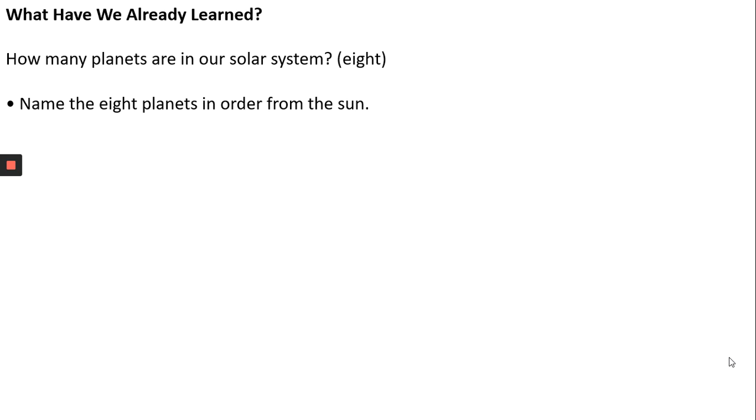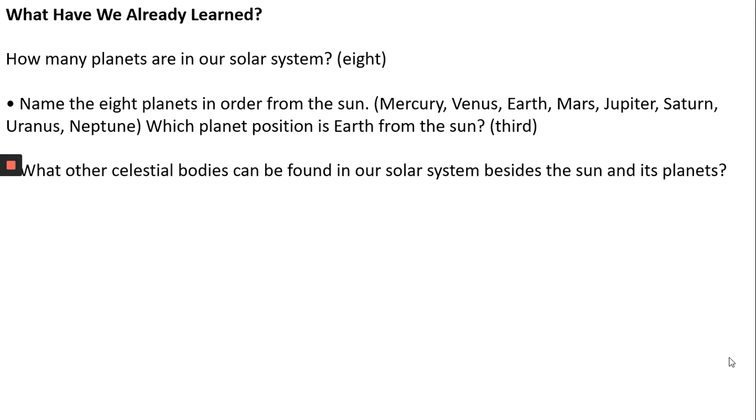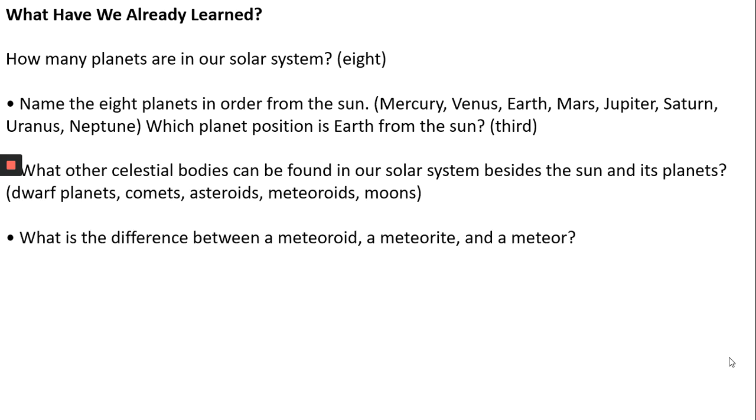Can you name the 8 planets in order from the sun? Starting with Mercury, all the way to Neptune. Good job. Remember, many very energetic mermaids swam under Neptune. I think that's what it was. What other celestial bodies can be found in our solar system besides the sun and its planets? Several. Talked about those all last time.